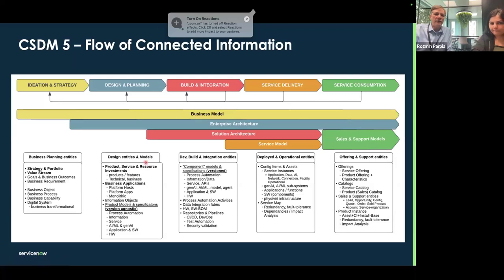Design and planning, we've done a few things in there, nothing too new. Build and integrate, nothing too new there, but we've added the repositories and pipeline information that comes from your CI/CD, your developer teams, and what they're working on and what they're going to deliver. Service delivery is probably one of the areas where we made the most change. We've changed the base class of the application service. If you're familiar with the app service as part of our model.